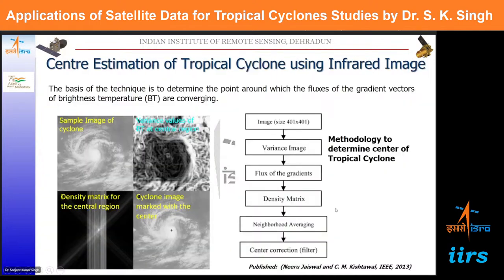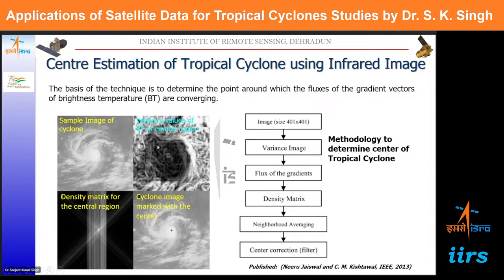Another important application of this satellite data is center detection using the infrared image. How can you detect the center from an infrared image? One of the algorithms was developed by Neeru Jaiswal and Dr. C.M. Kishtawal, using the Kalpana image. They have developed the algorithm, and this algorithm can be applied to any infrared image.